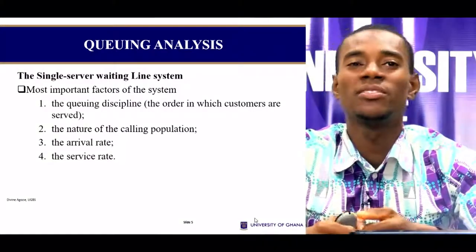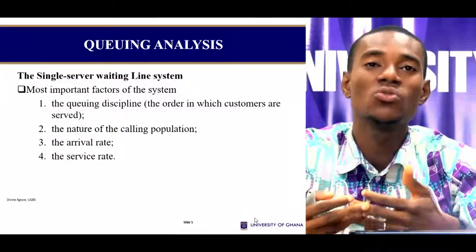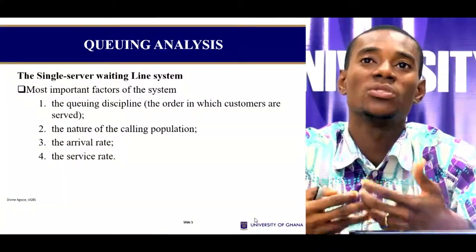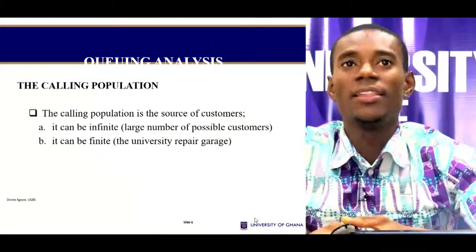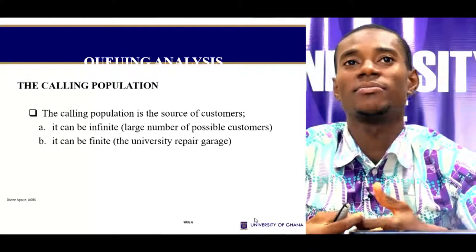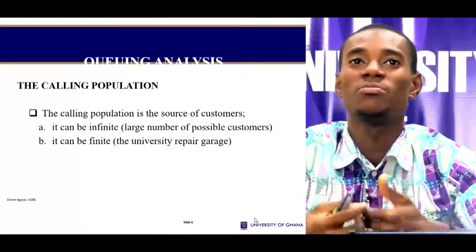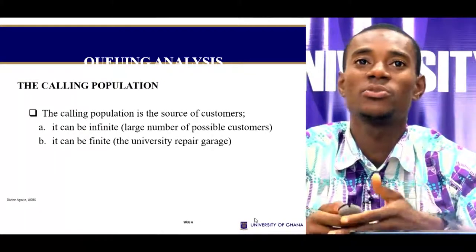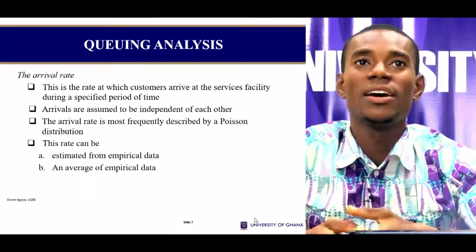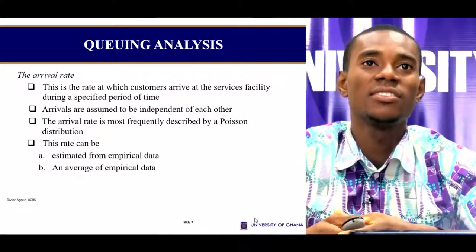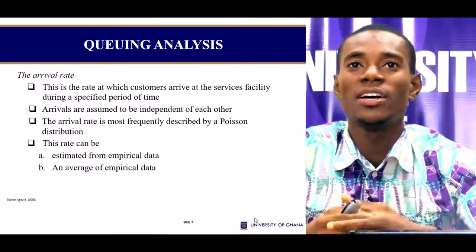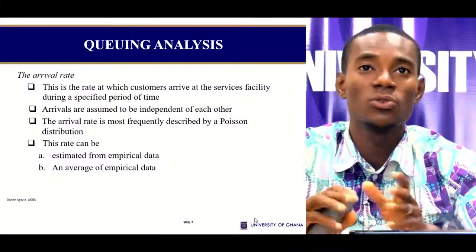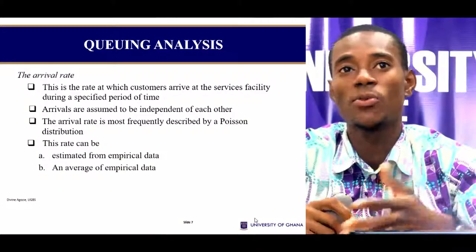Okay, and then the arrival rate is the rate at which customers walk into our service center. And the service rate is the rate at which, or the time taken to, serve our customers. So now let's look at these principles one by one. Like I've explained already, the calling population is the source of the customers. It can be finite, a large number of possible customers, or it could be infinite. And then the arrival rate is the rate at which customers arrive at the facility. Arrivals are assumed to be independent of each other, and so they are randomly distributed. They follow a Poisson distribution, but it occurs in a random manner.